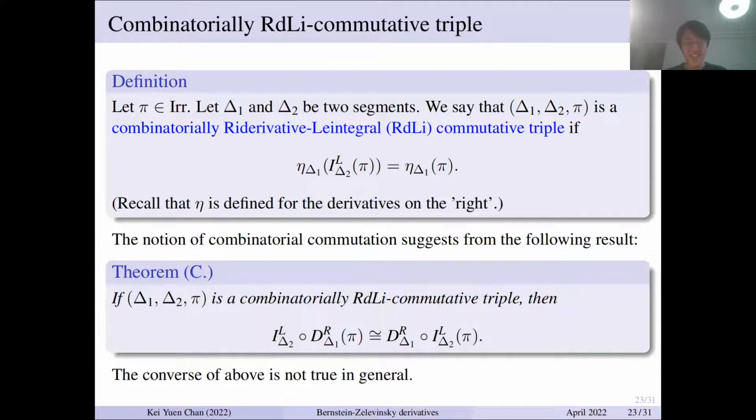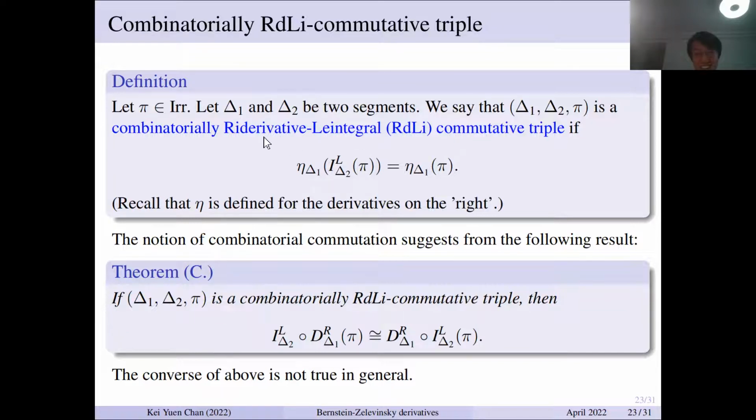Pi is an irreducible representation, and delta 1, delta 2 are two segments. Then we consider a triple: delta 1, delta 2, pi. I call it a combinatorial right derivative, left integral triple. So I try to keep all the information here.